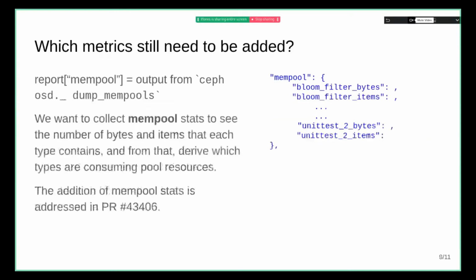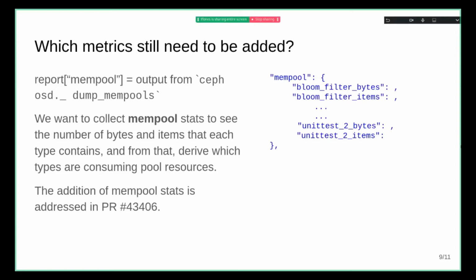Metrics still need to be added to the perf channel. One metric we're interested in collecting is mempool. This can be derived from the output of ceph osd dump mempools. We want to collect mempool stats to see the number of bytes and items that each type contains, and from that derive which types are consuming pool resources.